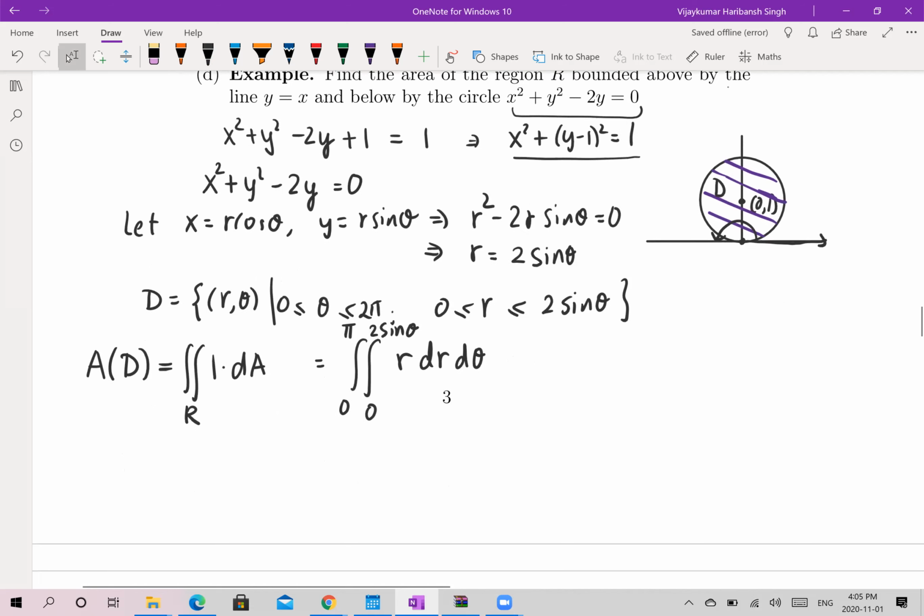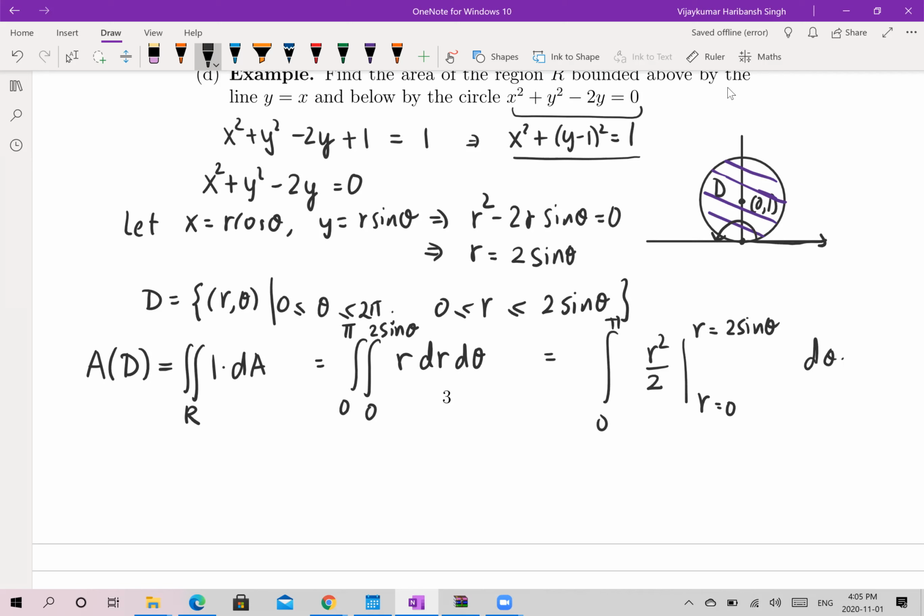So let's compute this. This is going to be r squared by 2 for r, where r goes from 0 to 2 sin theta, and then 0 to pi of d theta. And this integral is going to be half outside, integral from 0 to pi of 4 sin squared theta d theta.